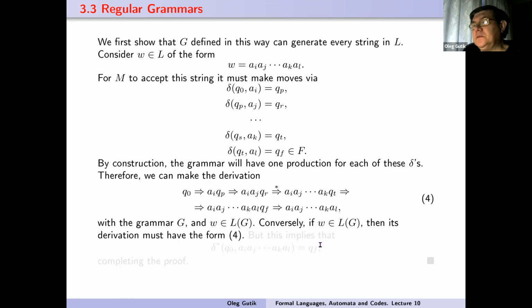Conversely, if the word W belongs to L of G, then its derivation must have the following form. But this implies that delta star of q0, a_i a_j ... a_k a_l is equal to q_f, completing the proof.